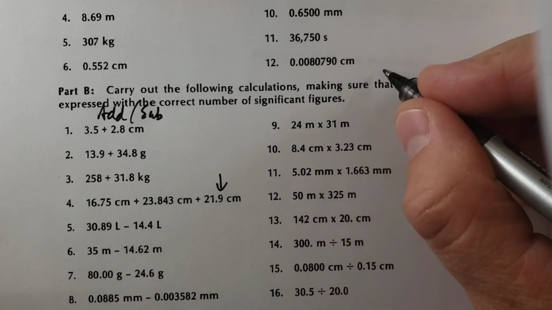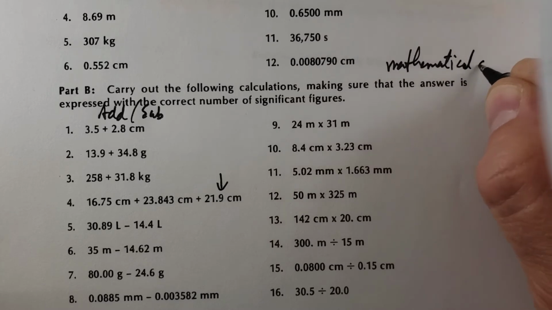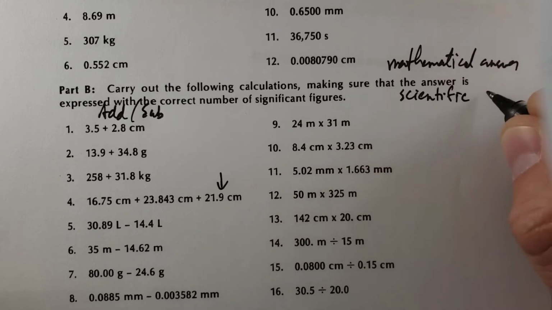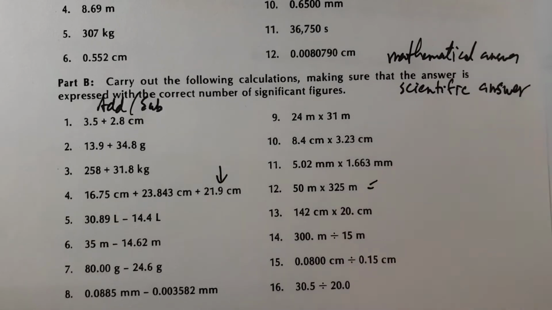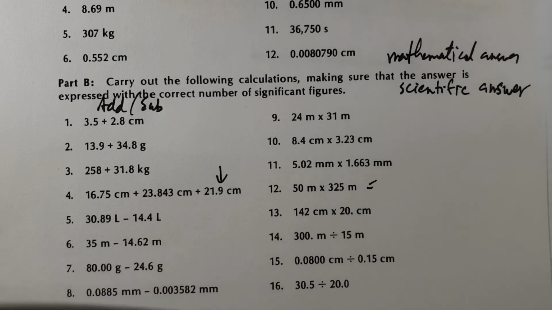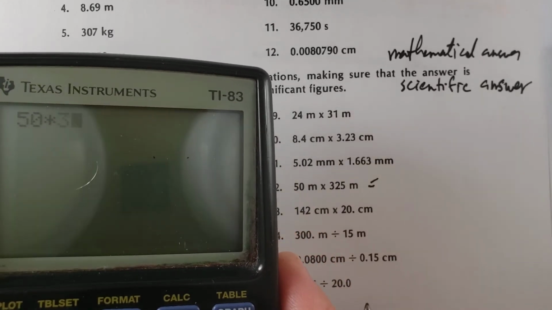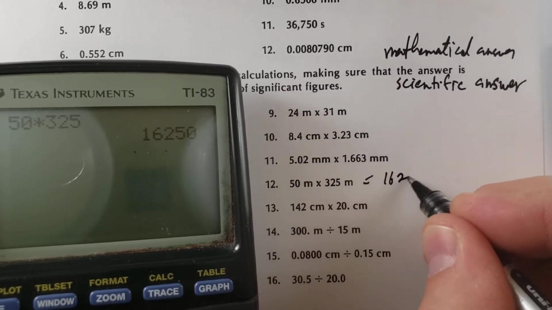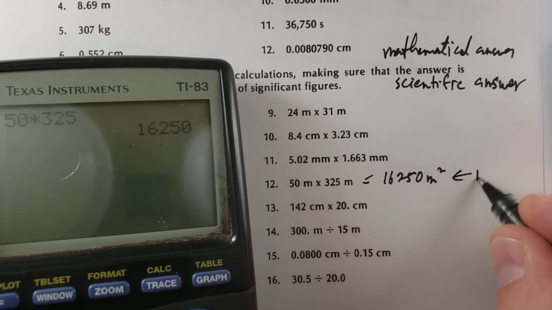So what I would like you to do for these ones is write down the mathematical answer and also write down the rounded off scientific answer. You may have to do this on a separate piece of paper because you'll likely run out of room here. If I look at number 12, people usually ask about number 12 from what I remember. So if I just do 50 times 325, I get 16,250. So that's the math answer.